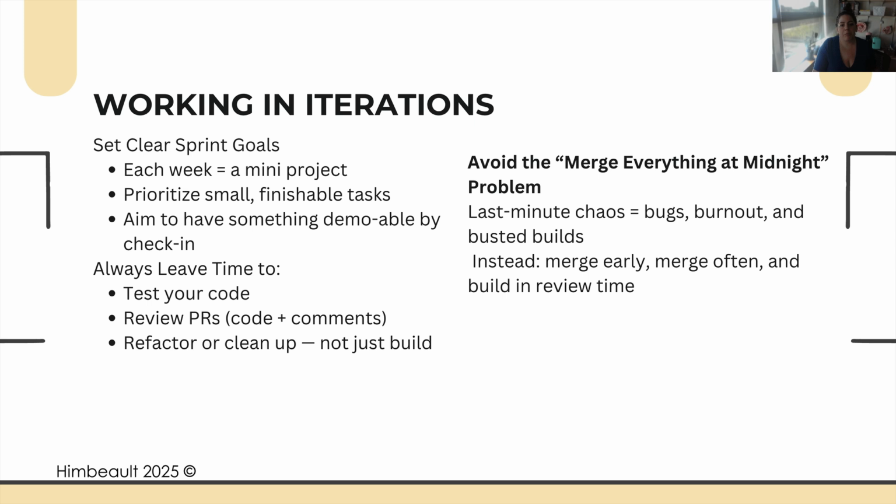Now, the biggest thing that happens every single term without fail is this merge everything at midnight problem, right? If we're working in our iterations, we have clear sprint goals, we know that we're going to have check-in days, we know what time we want to spend doing different parts of the work, we can avoid this merge everything at midnight problem. This last minute chaos always results in bugs, burnout, busted builds, distrust, all these different pieces, right? Instead, we want to merge early, merge often, and build that review time in.